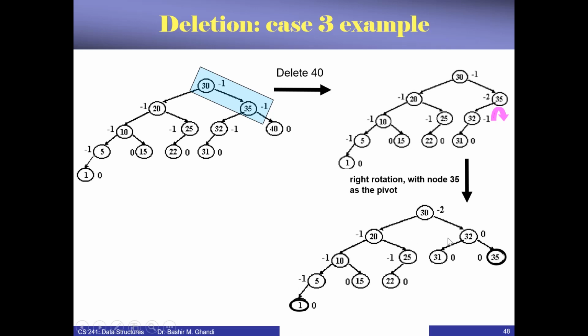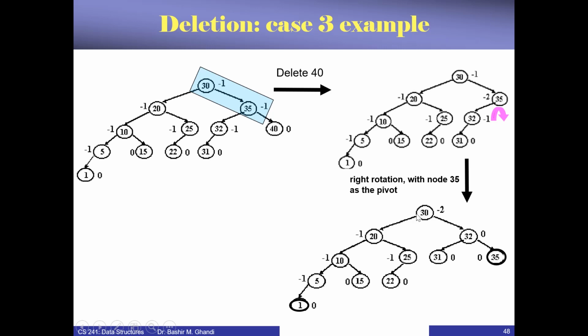As you can see, 32 has gone up, 35 has moved to its right. But notice now, after doing that, the balance factor of 30 has changed. It was -1 before, now it is -2. So this is why it's not enough to just balance the parent. You have to repeat the process until the root. So now we check 30. It is -2. All right.